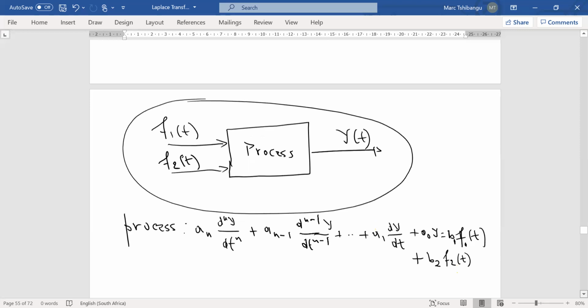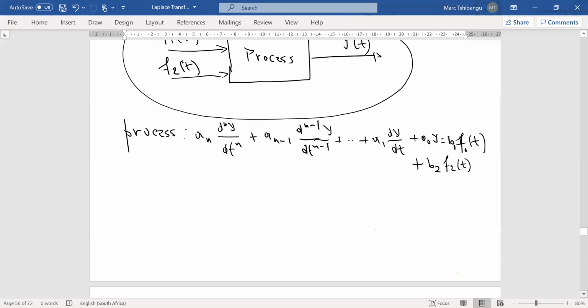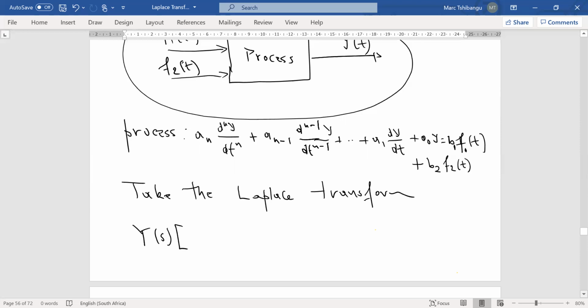If we consider the same assumptions as previously, so all the first and second derivatives at 0 will be equal to 0, and take the Laplace transform and rearrange, you take Y(s) as a common factor, and you're going to remain with an s^n plus a_(n-1) s^(n-1) plus a1 s plus a0, and this will be equal to b1 F1(s) plus b2 F2(s).